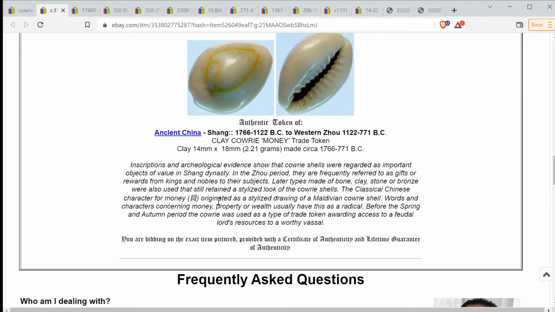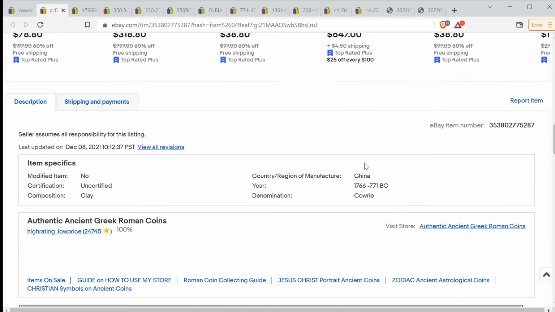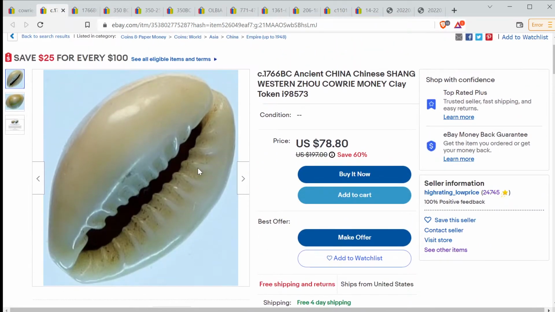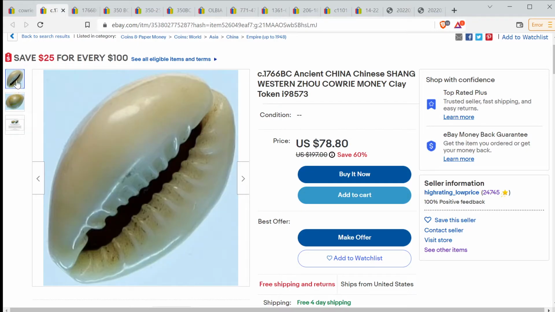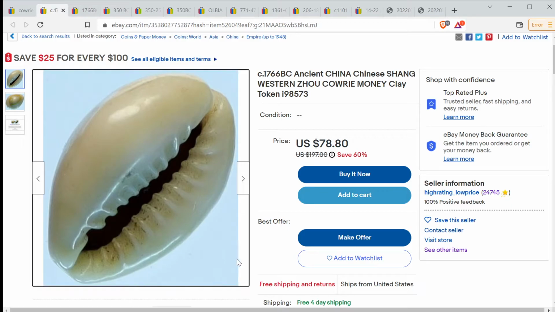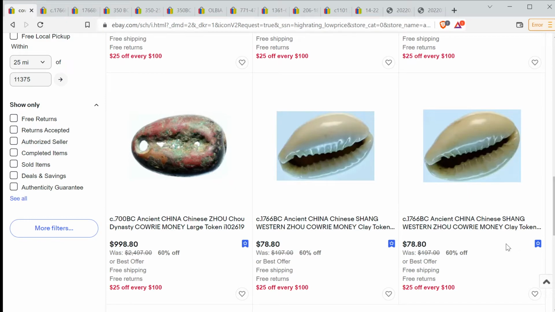So you see this, the classical Chinese character for money originated as a stylized drawing of the cowrie shell. So even the Chinese, from the very beginnings, used things like cowrie shells. They would polish them up, make them look nice, and perhaps even drill a hole through them to be able to fit in a whole idea of like a bead necklace of money. That made it more practical.